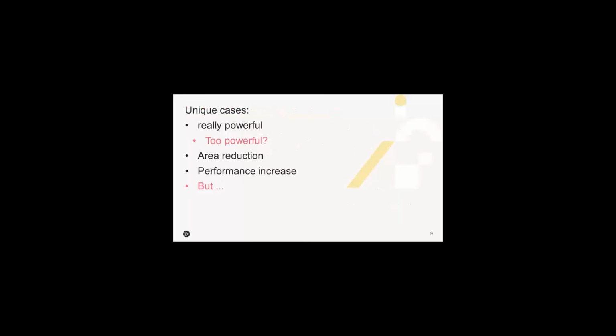Okay. Unique cases are obviously powerful, really powerful. You get an area reduction, which is really useful. Obviously, there was a massive area reduction there. You don't normally just optimize all the logic away, but you do get area reductions. And also a performance increase. Obviously, signals don't take so long to go down a wire than through the logic. But there's a big but here, right?